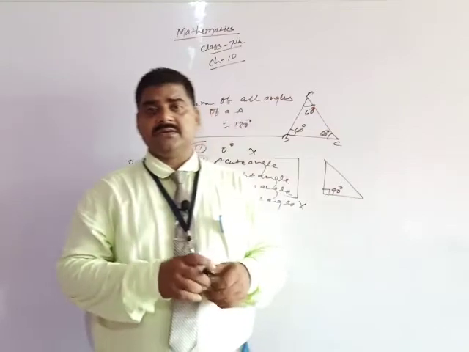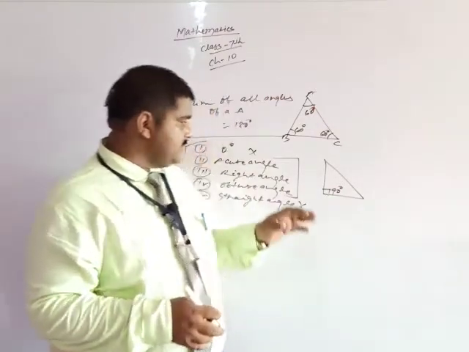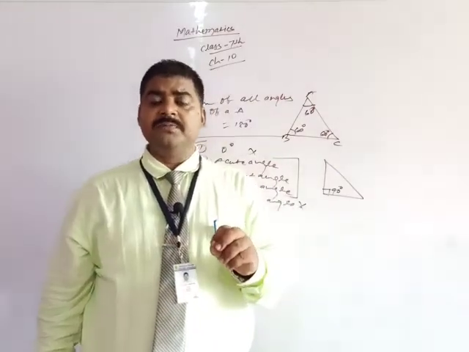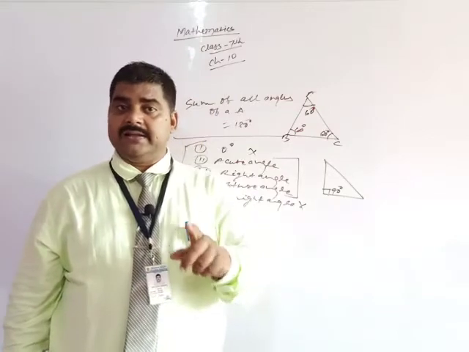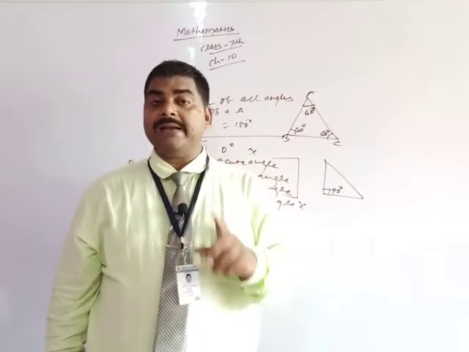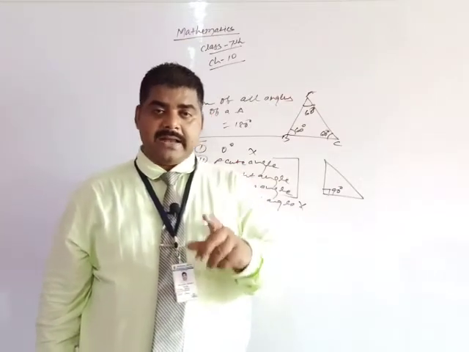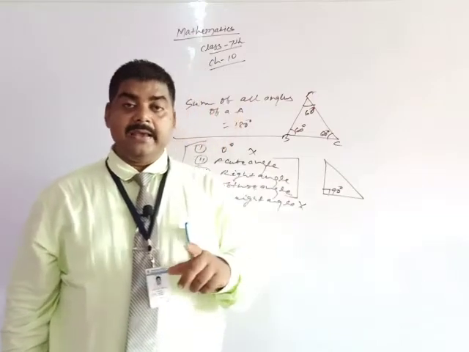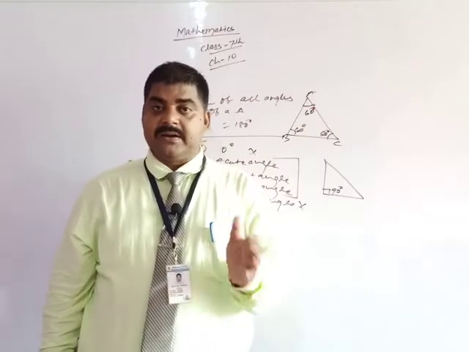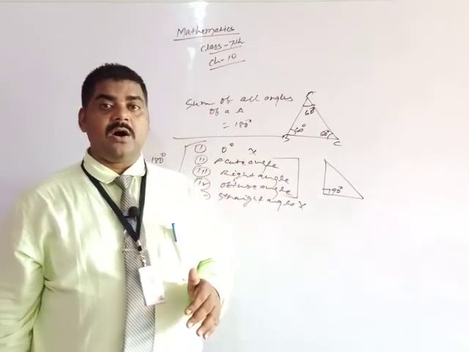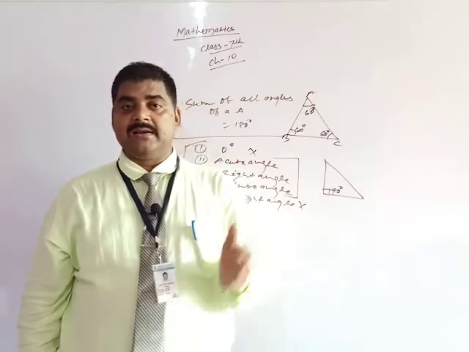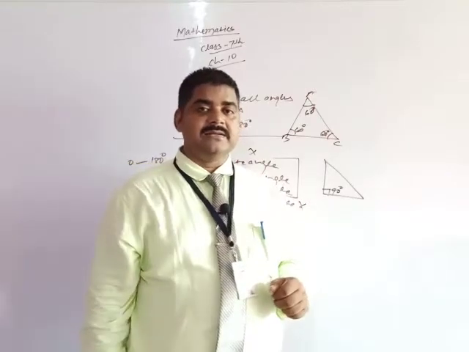So my dear student, at first you have to learn the definitions of acute, right and obtuse. The angle whose measure is greater than 0 degrees but less than 90 degrees is acute. If the magnitude of an angle is 90 degrees, then it is known as a right angle. And if the measure of an angle is greater than 90 degrees but less than 180 degrees, it is known as an obtuse angle. Triangles are of three types: acute angle triangle, right angle triangle, and obtuse angle triangle.